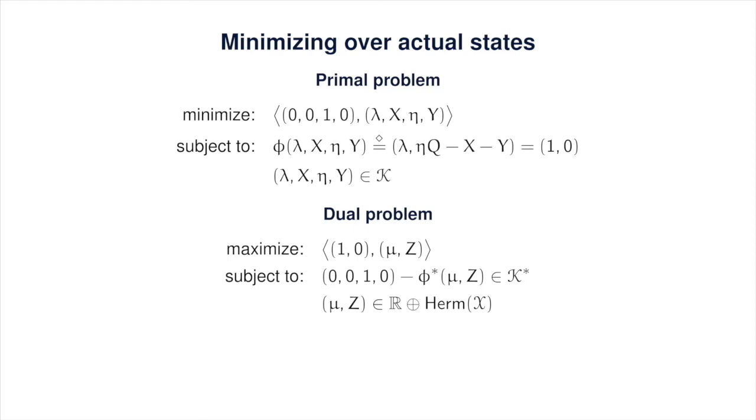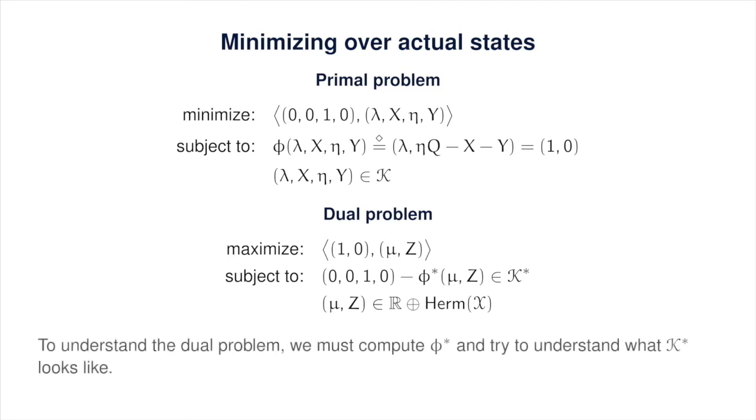Now let's take a look at the dual problem. We can begin by writing down the dual problem according to its definition. Obviously, we're going to need to simplify this problem statement in order to understand it better, and that's going to require that we compute the adjoint of φ and figure out what K* looks like.